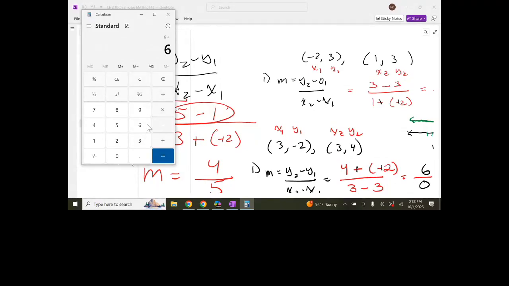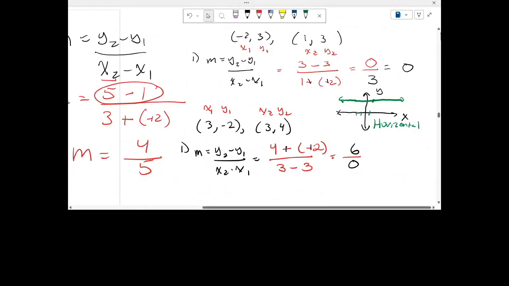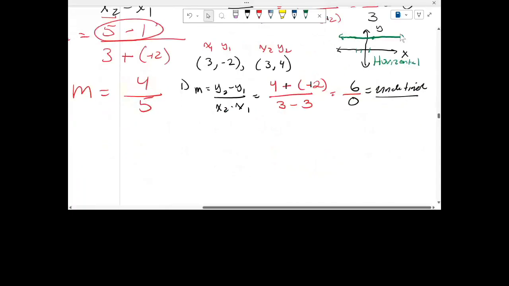But now when we try to go 6 divided by 0, we can't do it. Okay, because we can't do it, y'all, what we say here, it's undefined. Okay, undefined just means, you know what, you can't do it. Now again, just give me a second, y'all. I'm going to show you what does a line that has an undefined slope look like.